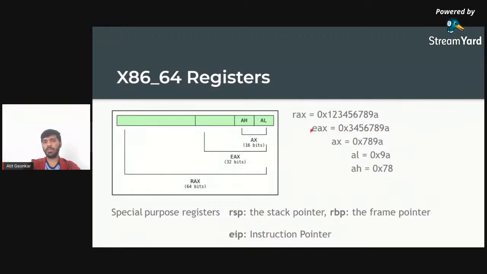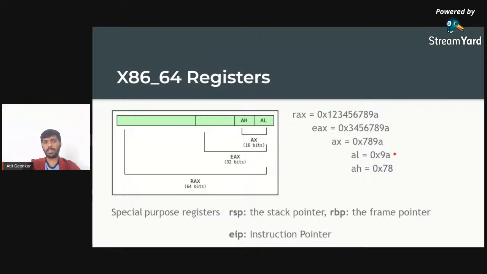Now EBX will be all zeros followed by 1, 2. Now in EAX, we further divide it into 16 bits, which is 4 characters. That is the reason 7, 8, 9, A is in AX, whereas 3, 4, 5, 6 will be in BX. Now AX is further divided into two parts, AL and AH, the low part and the high part.